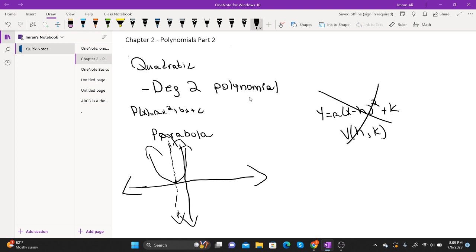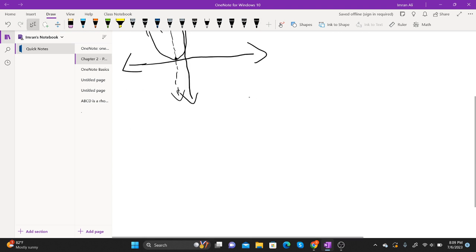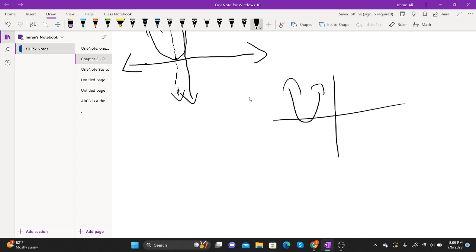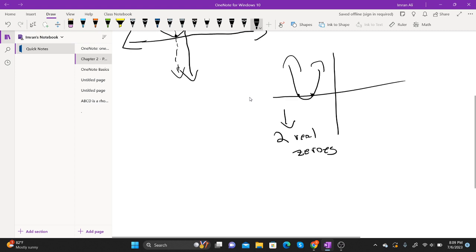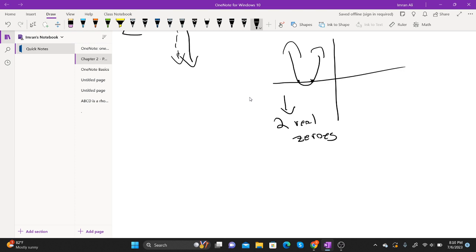Now, there are multiple cases for these graphs. First case, which is the most common case, is the parabola intersects the x-axis in 2 points, which means this quadratic has 2 real zeros. Each one of these points is a zero, as we discussed in part 1, because the number of intersections with the x-axis is the number of zeros.